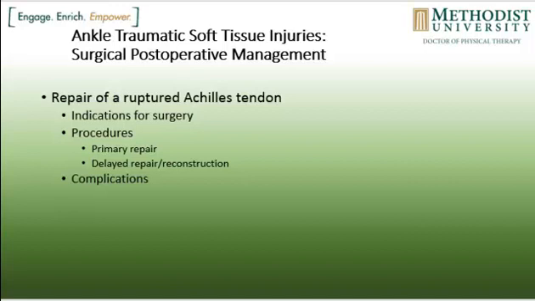All right, there's two types of procedures. One is a primary repair, where they go in the posterior aspect, just along the Achilles tendon. They are able to oppose the torn ends and suture them together. In a delayed repair or reconstruction, they harvest a graft, most often the fibularis brevis, and use that to assist in the reconstruction.